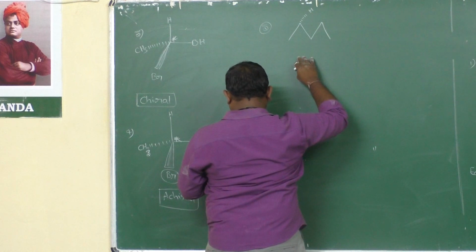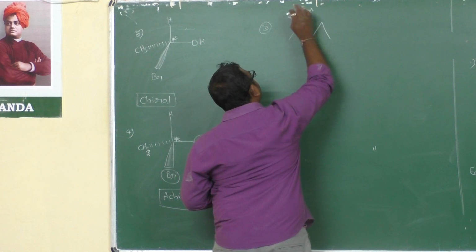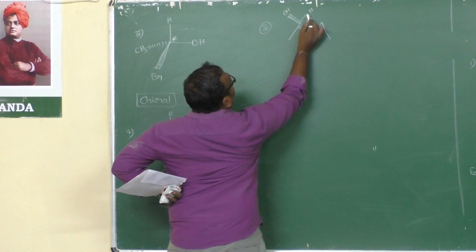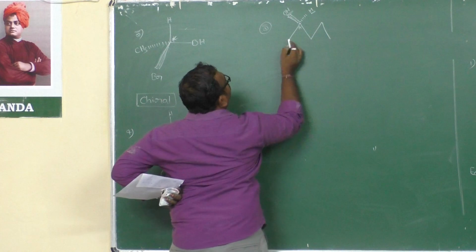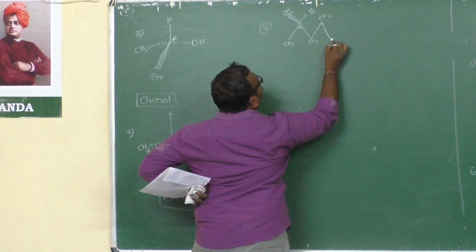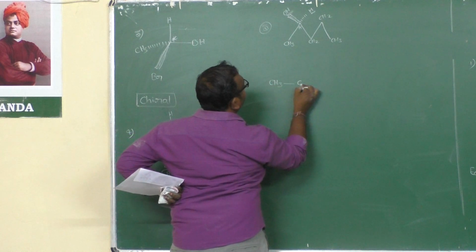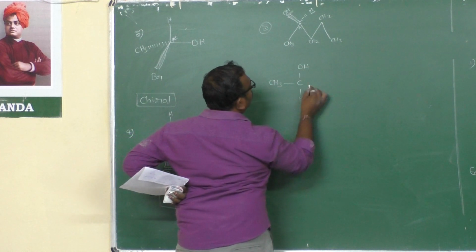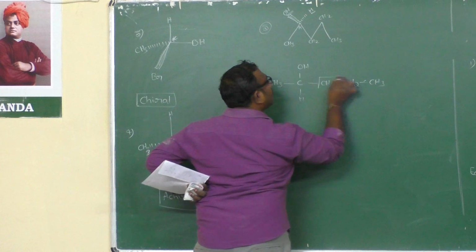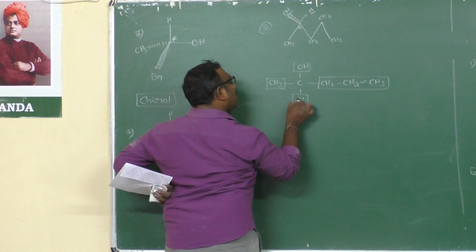This is H and the solid wedge is OH. See here, this carbon is attached to one hydrogen atom and one OH group. This is nothing but CH3. This is CH2, this is CH2, this is CH3. In structural formula, it can be written as CH3, CHOH, CH2, CH2, CH3. This is a propyl group, this is a methyl group, this is a hydroxy group, this is a hydrogen atom.